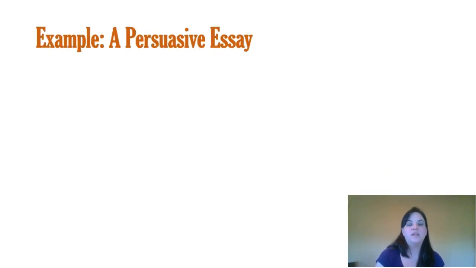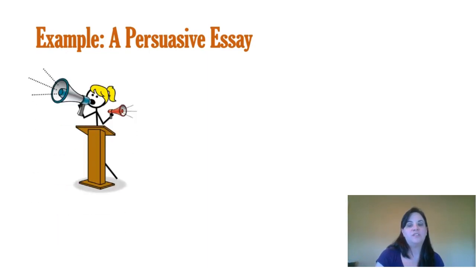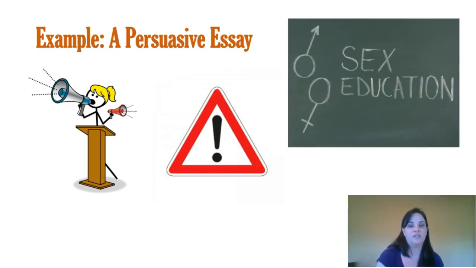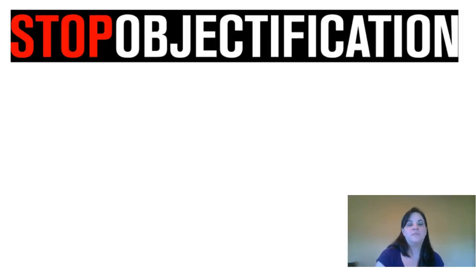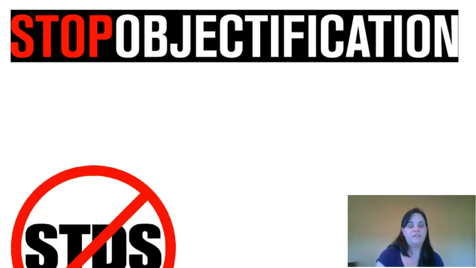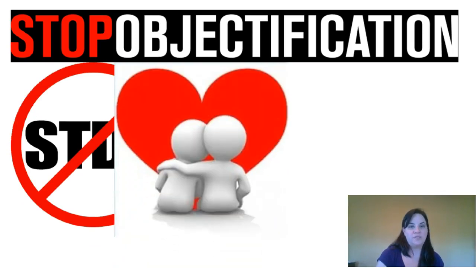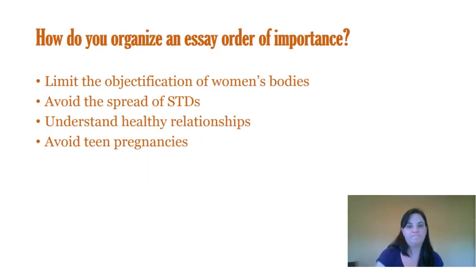Here's an example. Let's say my instructor assigns a persuasive essay in which I have to find a problem in my school or community and convince the authorities why it needs to be fixed. I decide to use an issue at my child's school and to write about the need for better sex education in schools. After completing my pre-writing, I decide to focus on these 4 reasons that explain why sex education is so important. Limit the objectification of women's bodies, avoid the spread of STDs, understand healthy relationships, and avoid teen pregnancies.